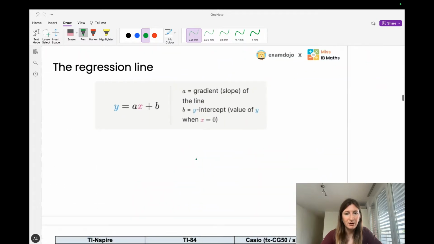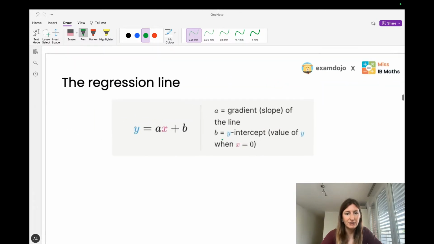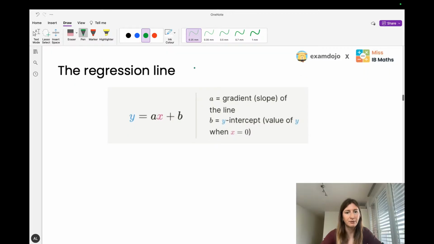All right, that brings us to our regression line. If we have calculators, which for finding the regression line, we'll have calculators. So they're written like this. You might also know them as linear lines, mx plus c. Some people use mx plus b. They're all the same thing.